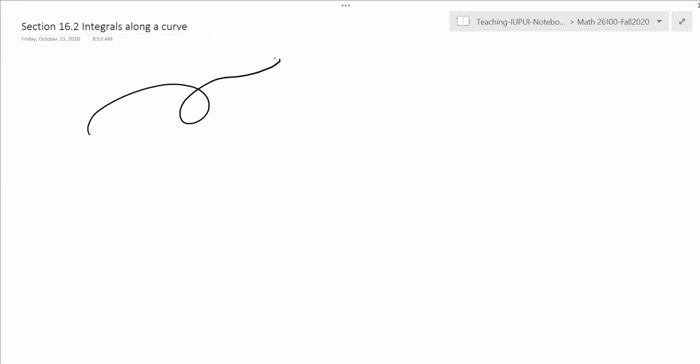Another thing: if you just want to measure the length, or, for example, if you have a temperature function along this curve, the question is how do you find the average temperature around this curve? This can be a two-dimensional curve, or a curve in a three-dimensional space. I'm not going to specify. So the idea is very simple.